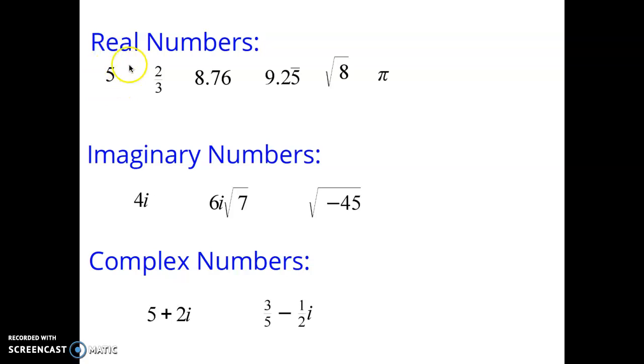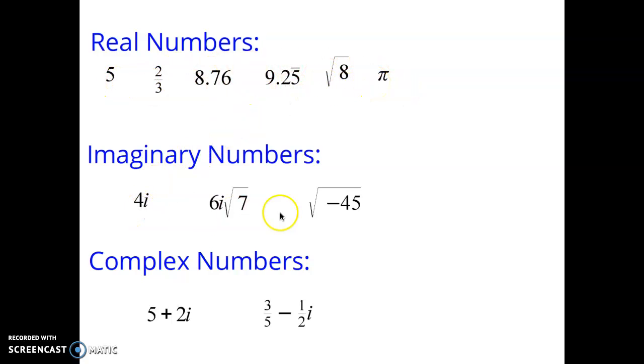So you started off when you were a little kid using these kind of numbers, just the whole numbers. And then as time went on, you learned about fractions and decimals and repeating decimals. And then you started talking about square roots and numbers like pi. But all of these numbers have in common that they are real numbers.